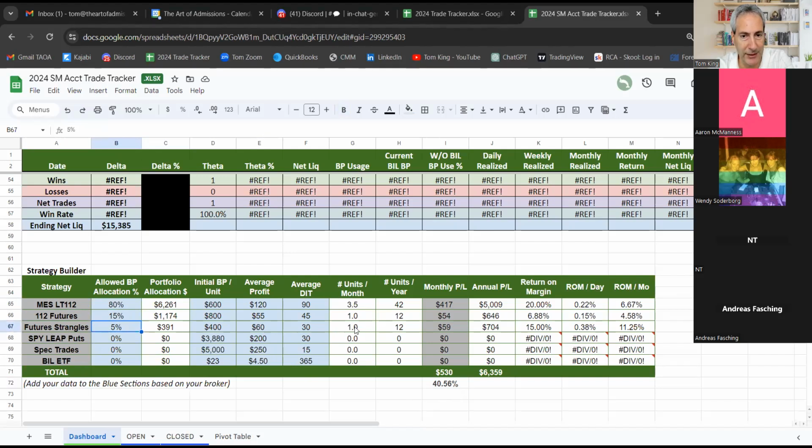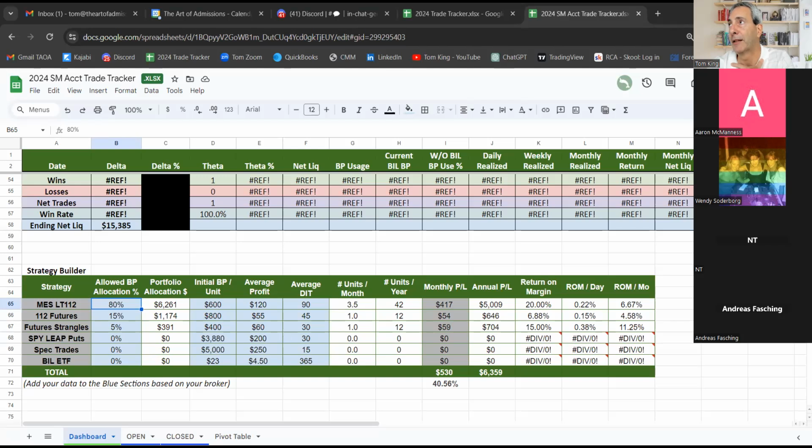which allows me to only do one contract of probably an ES strangle or something like that. I can spend up to $400 in buying power, so it's probably an MES. I can do one future, and then I can do about 4 different long-term 112 trades at a time in my small account. So let's go to the small account.